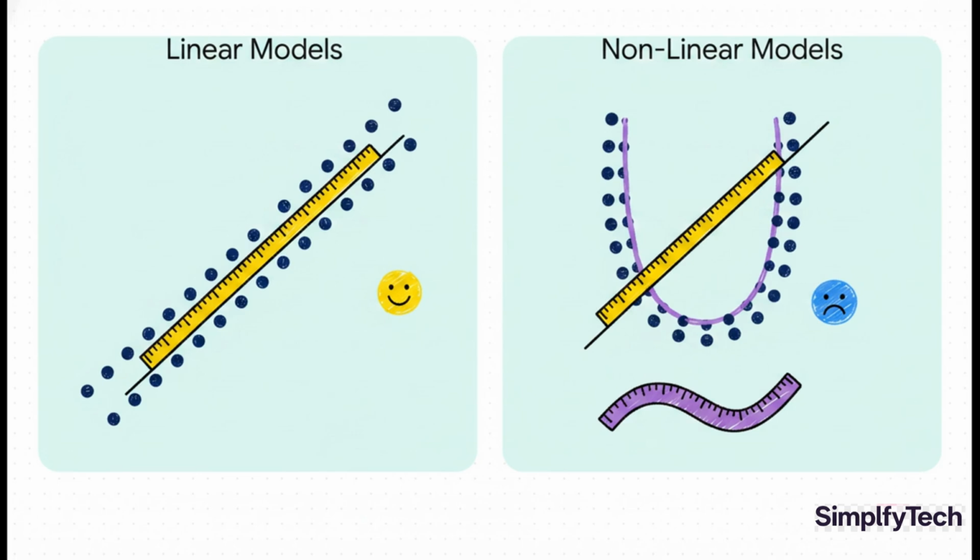But what if the real world is more complicated? Imagine it gets so hot that people stop going outside. Sales would actually go down. That's a curve, not a line. Our simple model would get that totally wrong. For that kind of problem, you'd need to reach for more advanced, non-linear models.